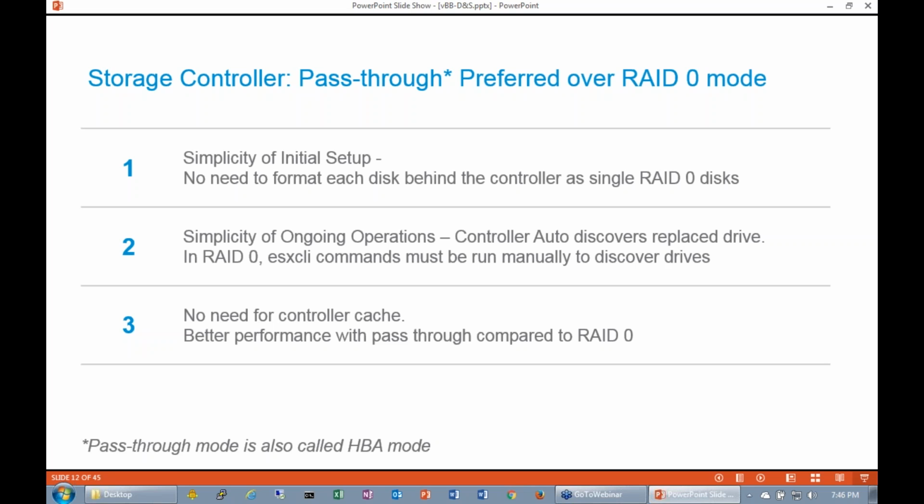All right. Now, we really recommend, if at all possible, and we typically try to validate any controllers in pass-through or JBOD mode first and foremost. It makes it a lot easier, a lot simpler when it comes to presenting a drive up to a host. We typically don't need any type of cache. If we're doing RAID mode, then we're probably going to have some type of cache in some cards.